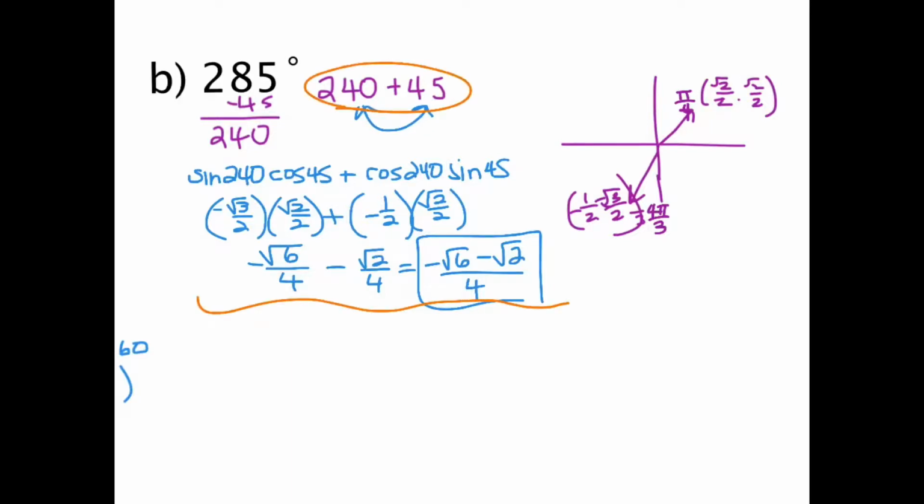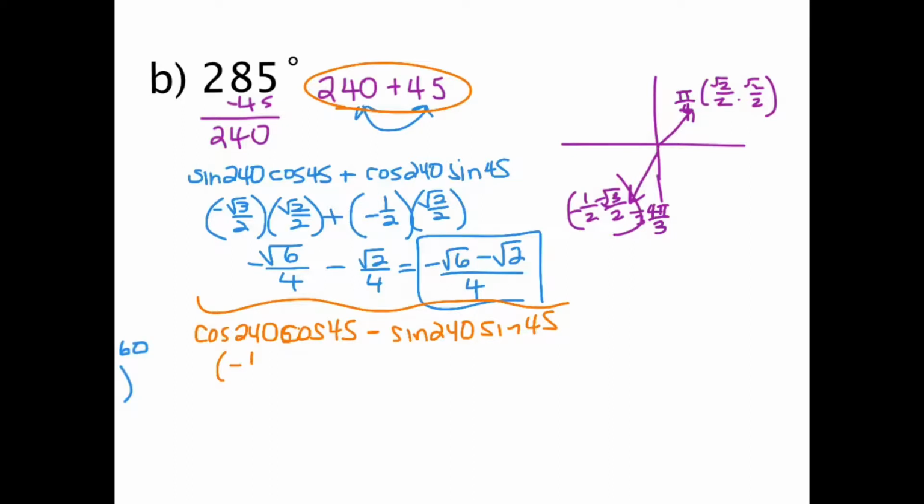Cosine is next. Pattern for cosine is cosine, cosine, sine, sine. So cosine of the first, cosine of the second. Change the sign so it's subtraction. Sine of the first times sine of the second.